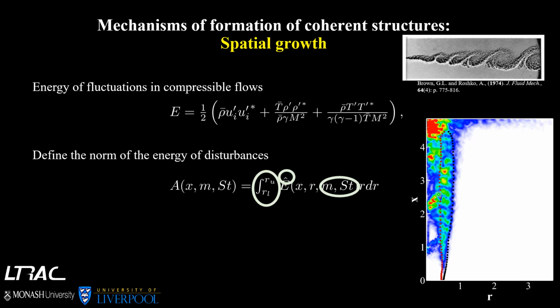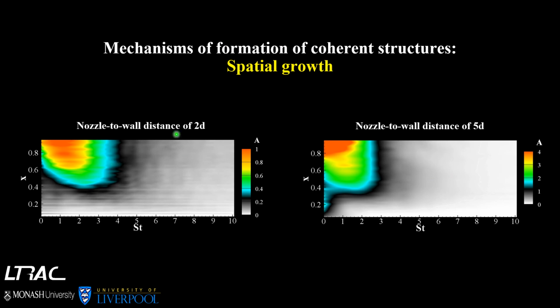We located the center of the shear layer at the maximum location of mean turbulent kinetic energy, and the radial limits are the radial locations of 5% of the mean turbulent kinetic energy centered at the center of the shear layer. These two contour plots show the energy norm as a function of Strouhal number and spatial location for both cases of nozzle to wall distance of 2 and 5. As you can see, the Strouhal number of the maximum norm of energy, as we move in the streamwise direction, is dropping by a factor of 4 to 8. This gives us the indication that spatial growth is the dominant mechanism in this configuration.